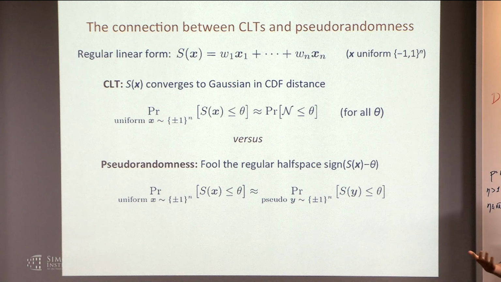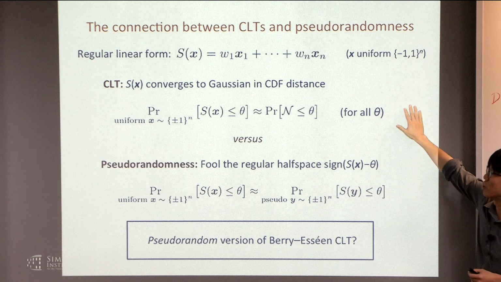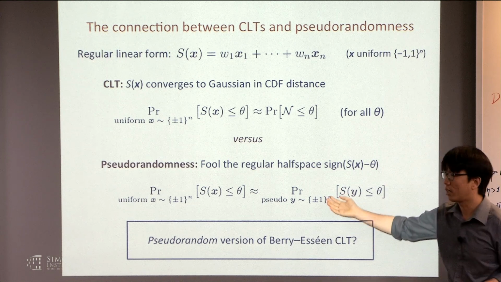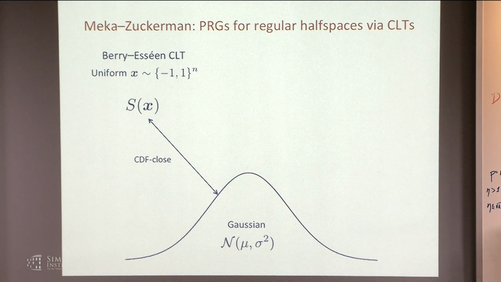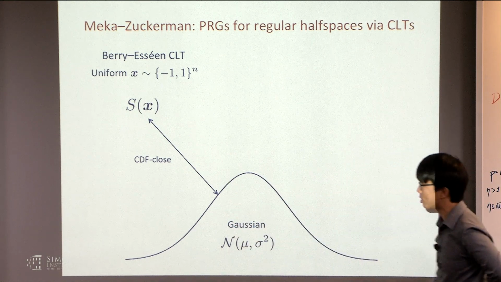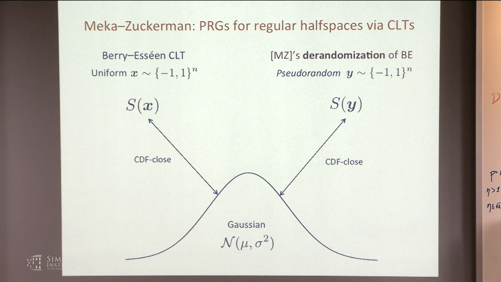So given this, it suggests that it would be very nice to have a pseudo-random version of the Berry-Esséen central limit theorem. If you had that, you could apply the triangle inequality and get this. This is the observation that a beautiful paper by Meka and Zuckerman made, and they carry out this game plan. They wanted to design pseudo-random generators for regular half spaces. They observed that the Berry-Esséen central limit theorem tells you that S of x converges in CDF distance to a Gaussian. They de-randomized the Berry-Esséen central limit theorem.